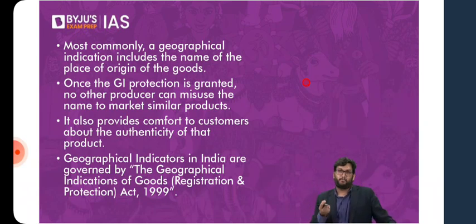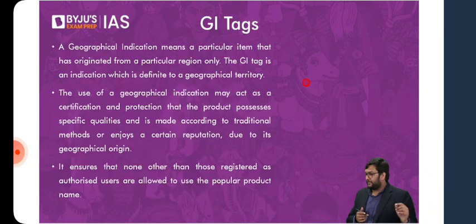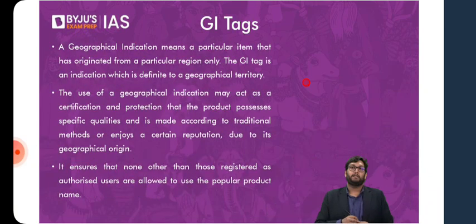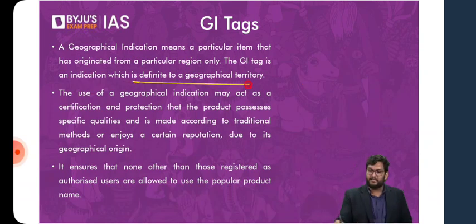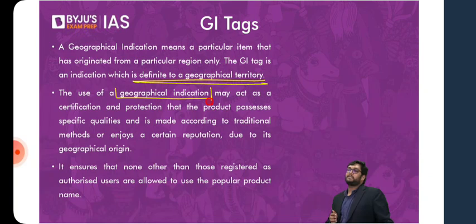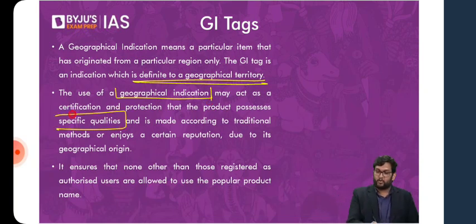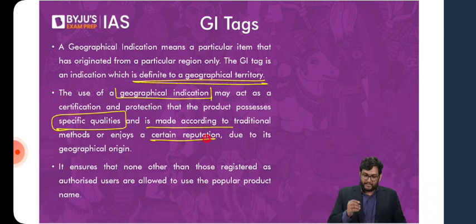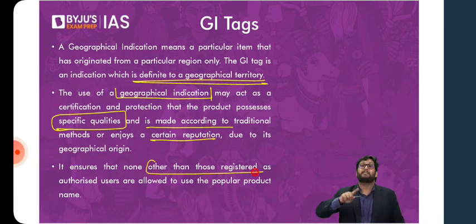You see, a geographical indicator means a particular item that has originated from a particular region only. The GI is an indication of the definite origin from the geographical territory. The use of geographical indication may act as a certification and protection that the product possesses a specific quality and is made according to traditional method or enjoys a certain reputation due to its geographical origin. It ensures that none other than those registered as authorized users are allowed to use that popular product name.